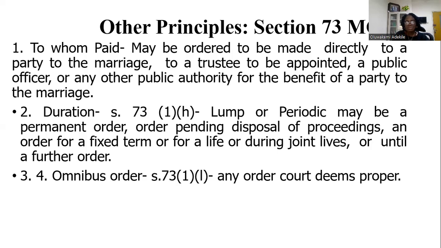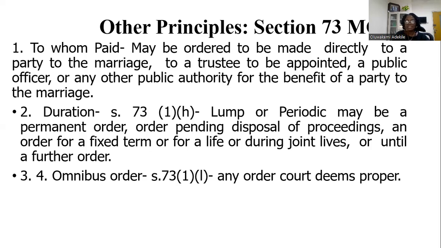That permanent order, like we keep emphasizing, is permanent in the sense that it was given at the end when the proceedings ended, but it does not stop the order from being limited for one reason or the other. For instance, when a spouse remarries, a wife remarries, you are not going to be paying maintenance on the wife of another person. The maintenance must stop.